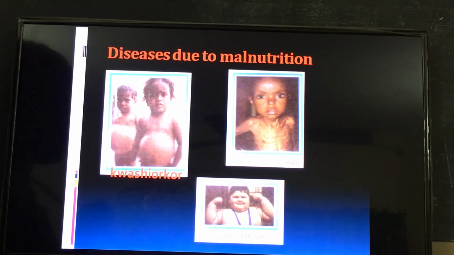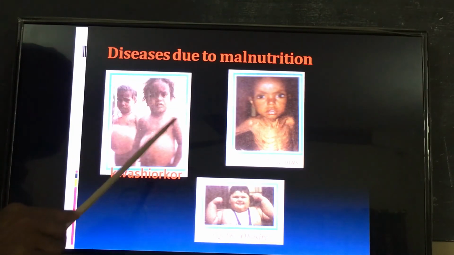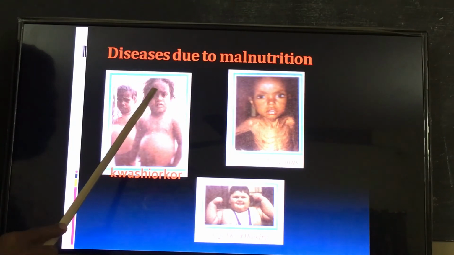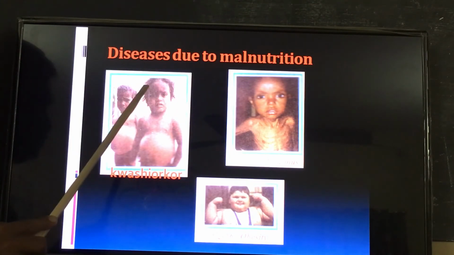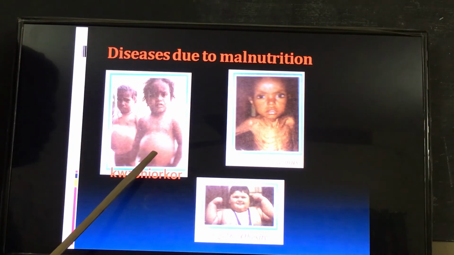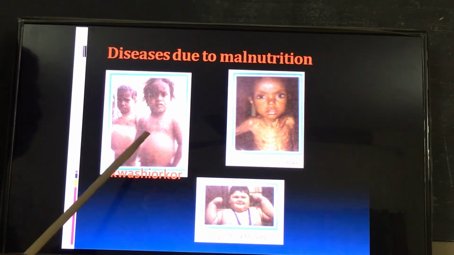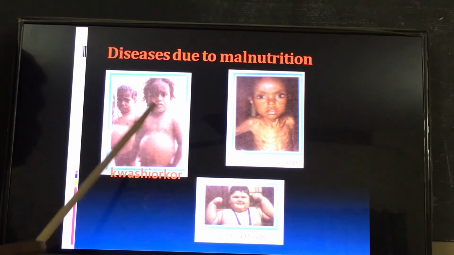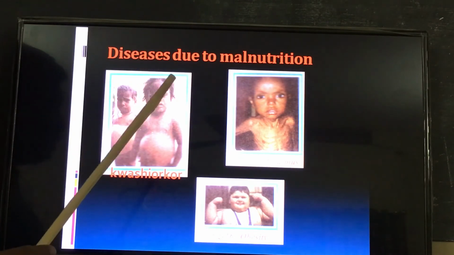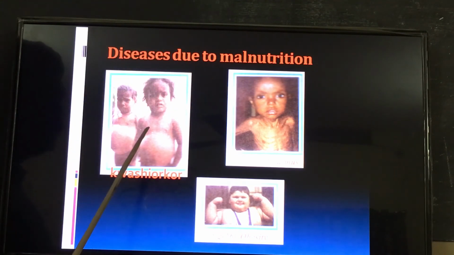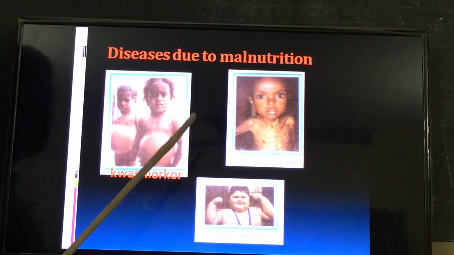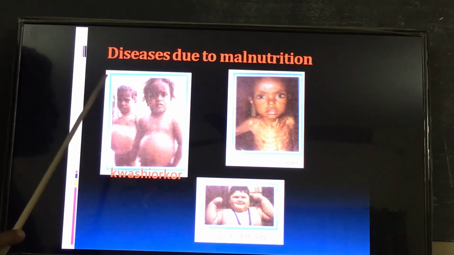We can identify any disease with the help of symptoms. What are the symptoms? See here, fluffy and round moon-shaped face. Fluffy means soft. Abdomen will look swollen. See here, we can find some swelling here. Less muscle development. Difficulty in eating. Diarrhea. Diarrhea means vomiting and motions. So these are the symptoms of kwashiorkor.